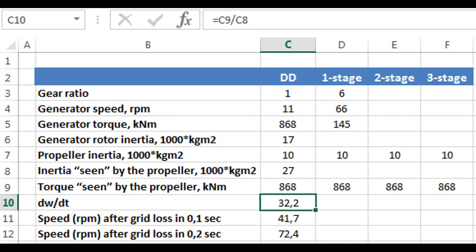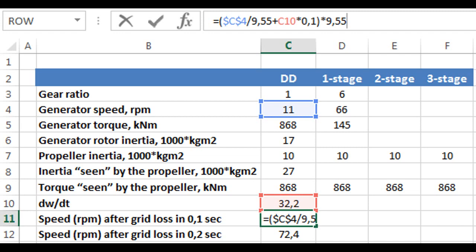If you go back and look at the torque equation, you will find how to calculate acceleration. In this case it is the ratio of the torque seen by the propeller and the inertia seen by the propeller. In cell C11 you can see how the speed is calculated, and this is according to the simplified torque equation that you saw earlier in this video.